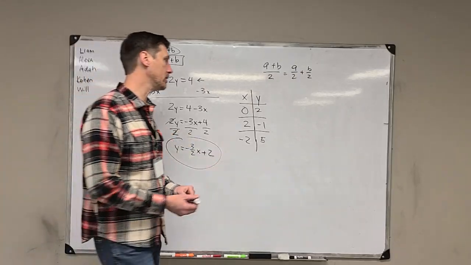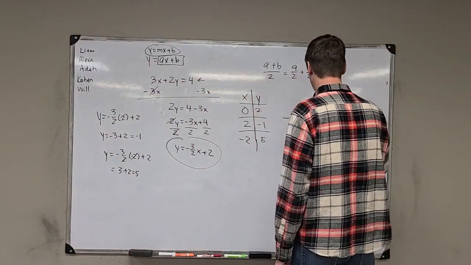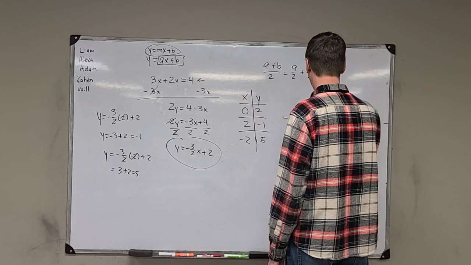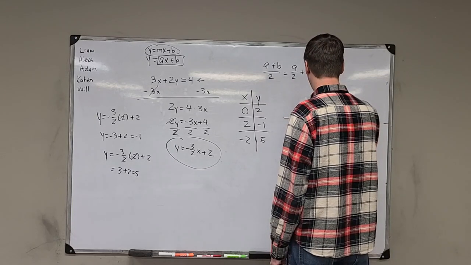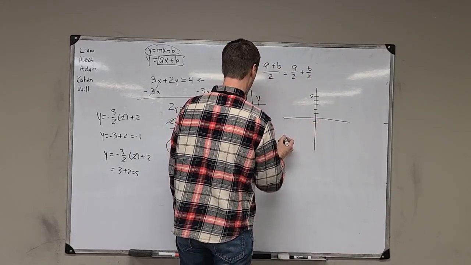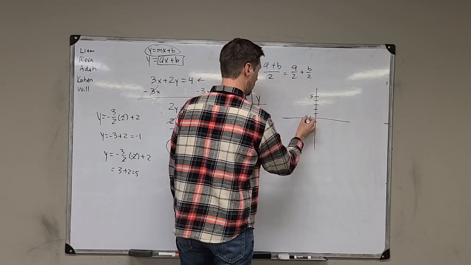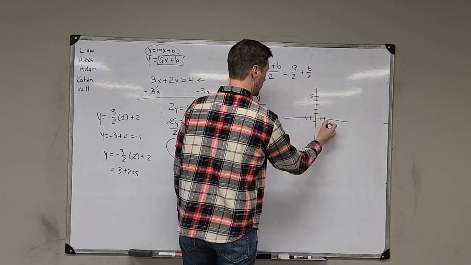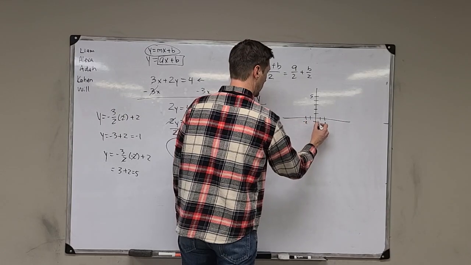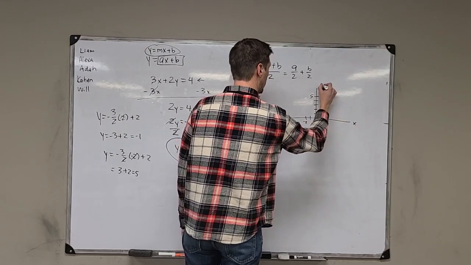So now we have our points, and we're going to graph it just like we normally would. We need to go up to a +5 right there. We're going to need a -1 on our y, and we're going to need a -2 on our x, and a +2 on our positive x side. So -2, -1, this is x, this is y.